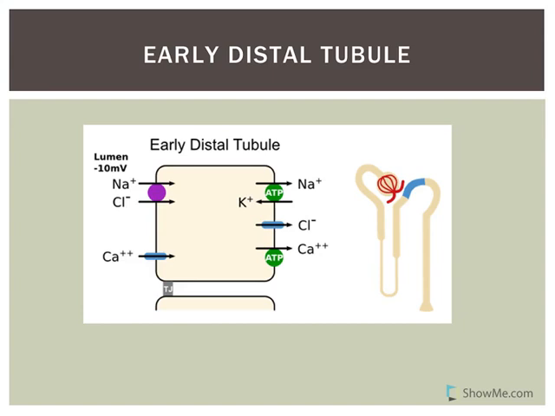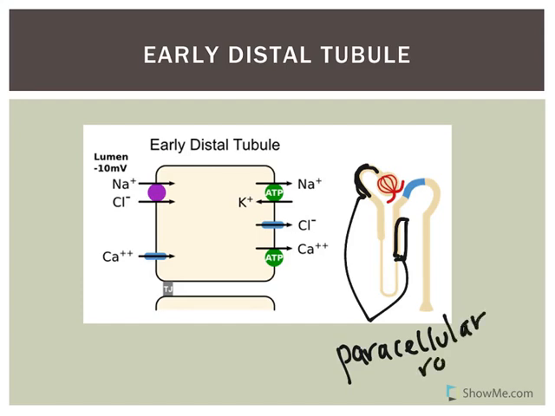take place as we have in the thick ascending limb of the loop of Henle. They're impermeable to water. You have reabsorption of ions such as sodium and chloride and even calcium. But a subtle difference with regards to calcium is most of your calcium is actually reabsorbed in the proximal tubule, about 65 to 70%. 25% is reabsorbed in the thick ascending limb, but both of those are reabsorbed through the paracellular route, so between the cells.